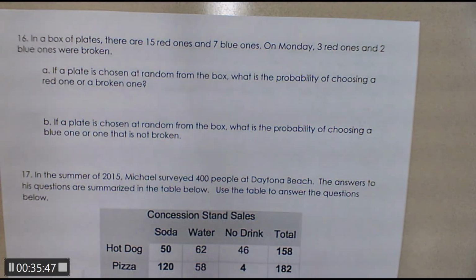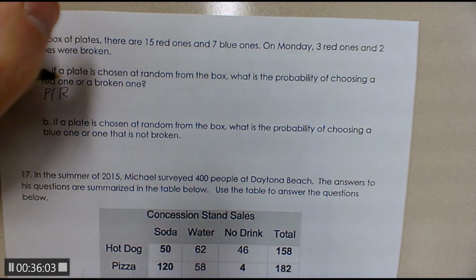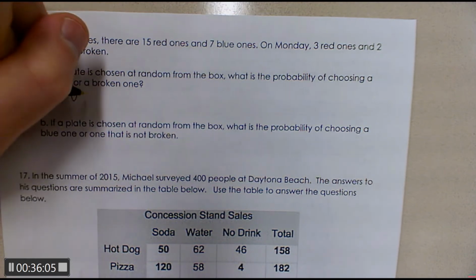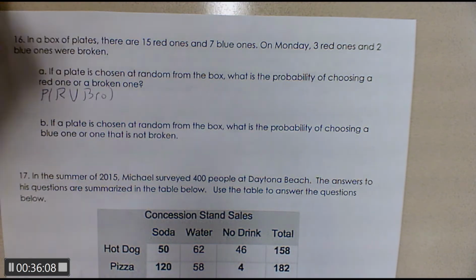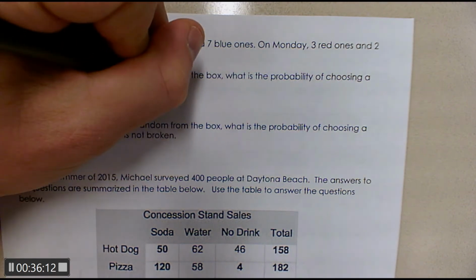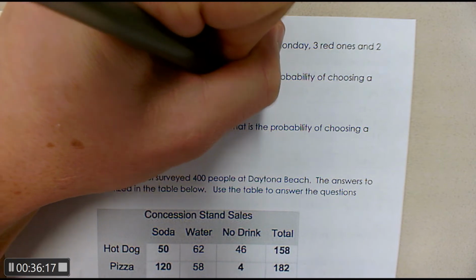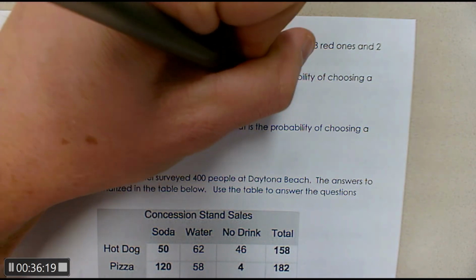Alright, so going through 15 red plates, 7 blue plates, 3 red broken plates, 2 blue broken plates. Just information. If the plate was chosen at random from the box, what's the probability of choosing a red one or a broken one? Probability of red or broken. Okay, so that's probability of red plus probability of broken minus probability of both, red intersect broken.